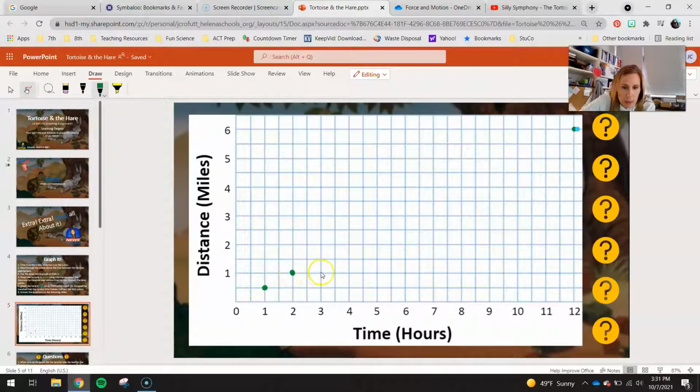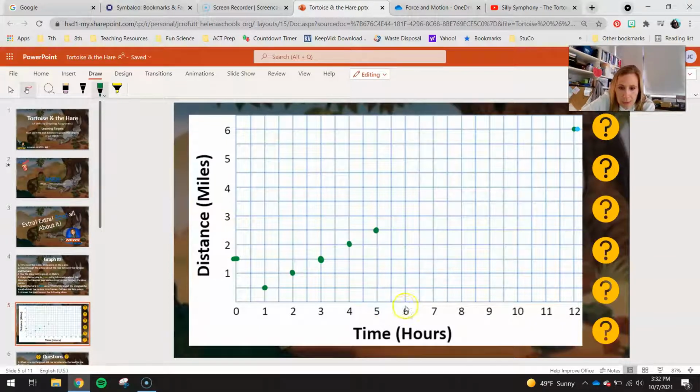Okay, from hours 2 to 3, he ran another half a mile. So he was at about 1.5 right over here. Okay, and then from hour 3 to 4, he ran another half a mile. So he ran from 1.5 to 2 miles. Okay, then from hour 4 to 5, he ran another half a mile. So he ran from 2 miles to 2.5 miles.